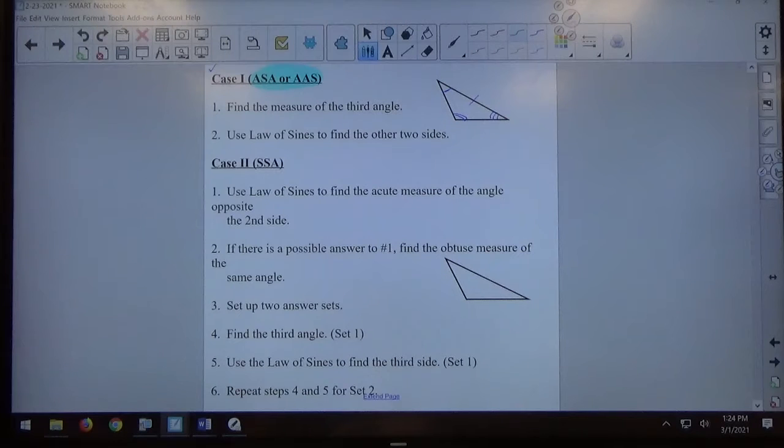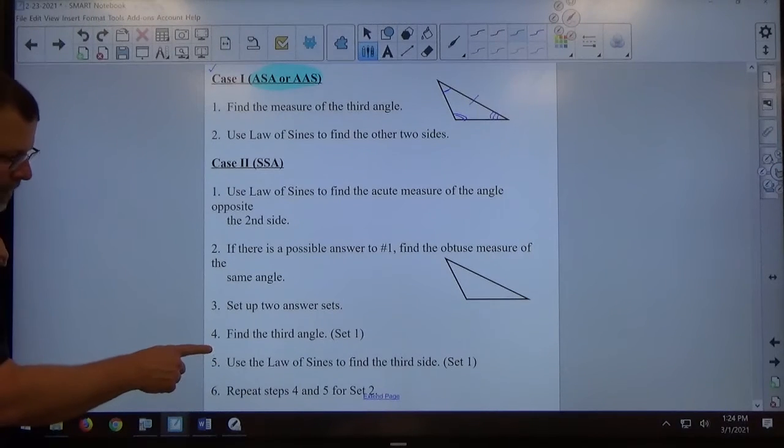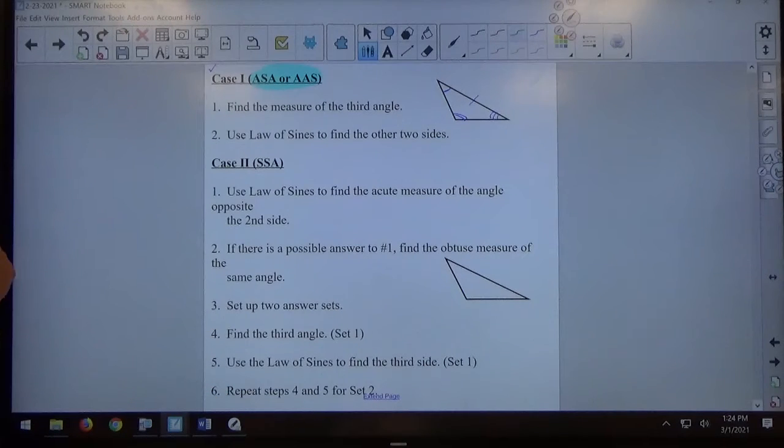Tomorrow we're going to investigate case 2. Case 2 is a little more complicated. You can see there's 6 steps instead of 2. And actually there's 8 steps because you do steps 4 and 5, and then you repeat steps 4 and 5 again. So yeah, it's a little more complicated. It's not hard to do. It's just got more steps.